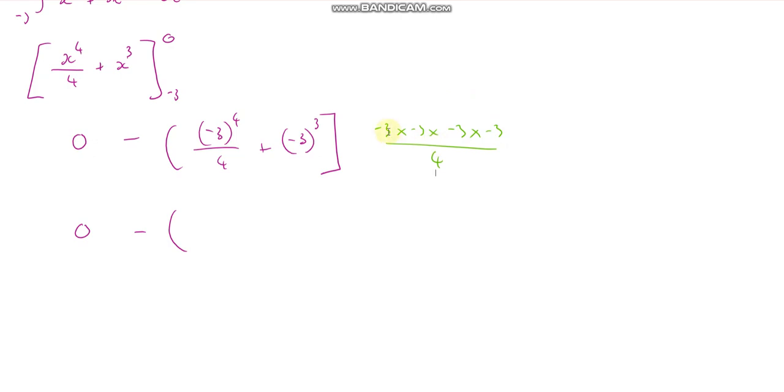So it's going to be a positive, isn't it? An even number will be a positive. 3 times 3 times 3, so that's 3 times 3 is going to be 9. The other 3 times 3 is 9, so 81 over 4. And so it's positive 81 over 4. So I don't know why that's changed colour.